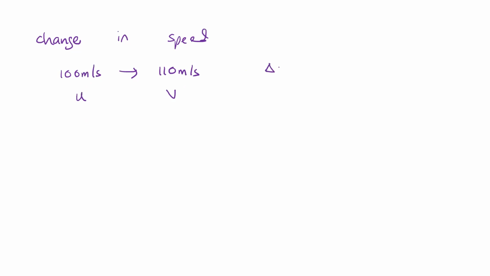So change in speed is represented by a triangle and a v symbol. And this would be 110 minus 100. So it is always final minus initial. So the change in speed would be here 10 meters per second.